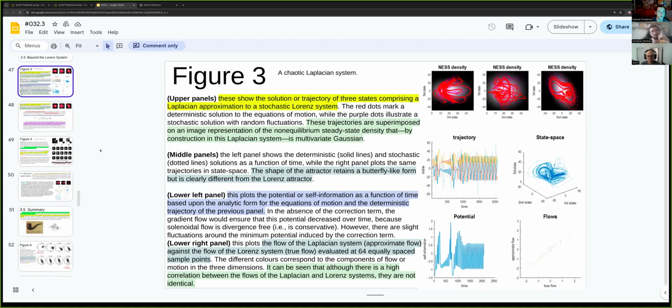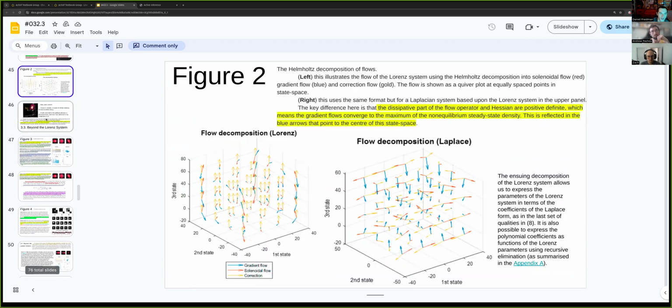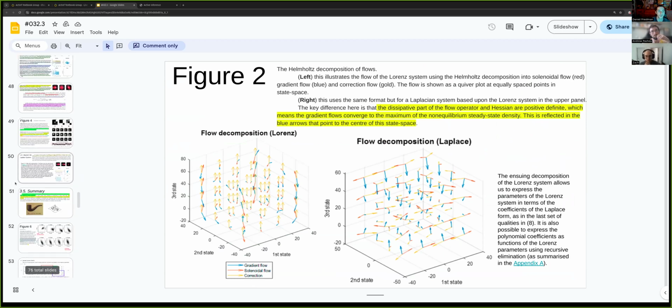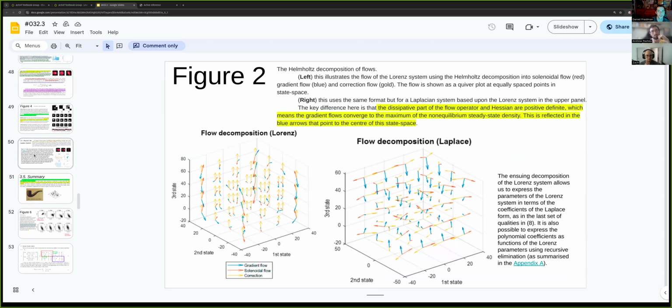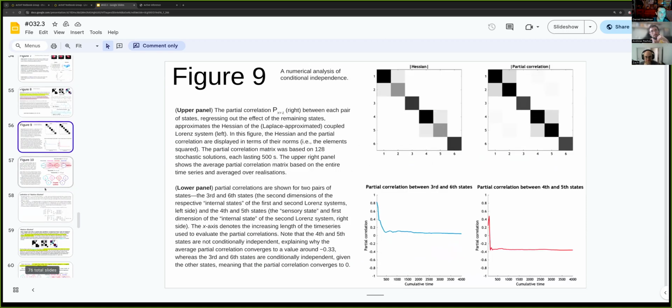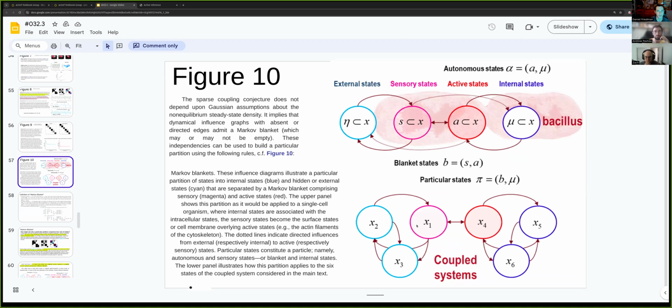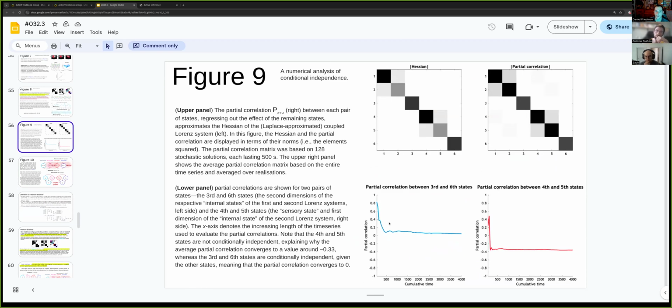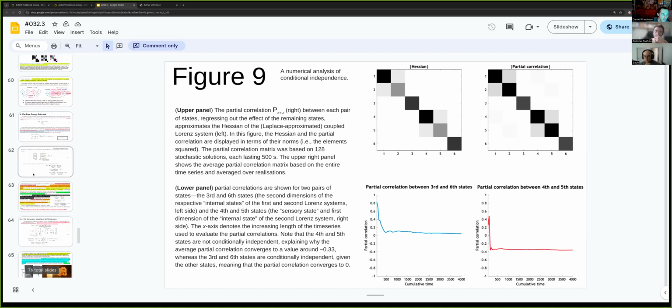Here they couple two chaotic systems. In the state space that's described by the movements of them, they show that you can apply that Helmholtz decomposition and say what are the circulatory flows and what are the gradient flows. This is what the system looks like. So this is the two birds, so to speak. Here's their interface, and so system A and system B. And then these kinds of plots are verifying that some states, like the third and the sixth, their correlation drops to zero, whereas other states remain correlated.